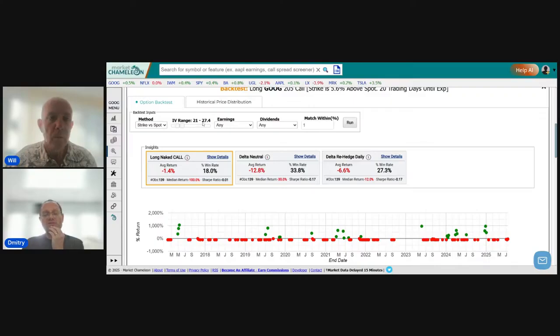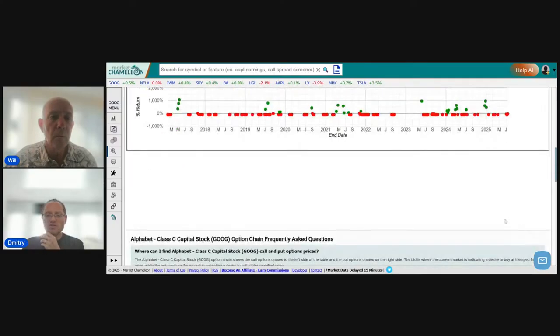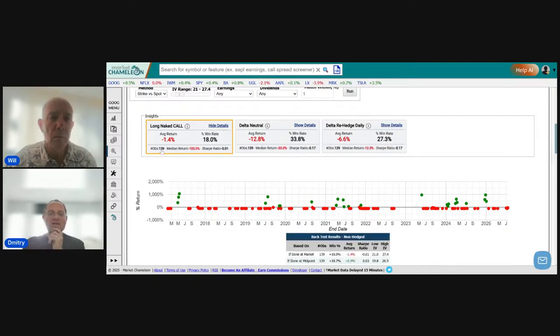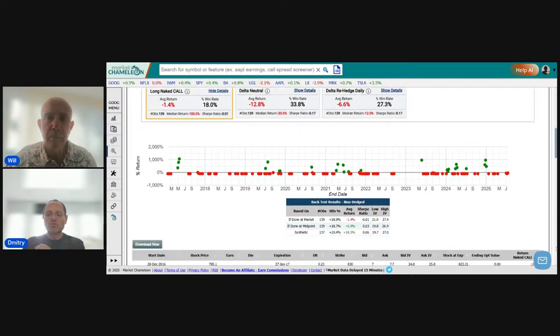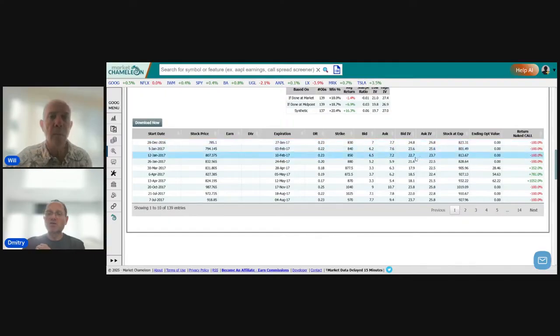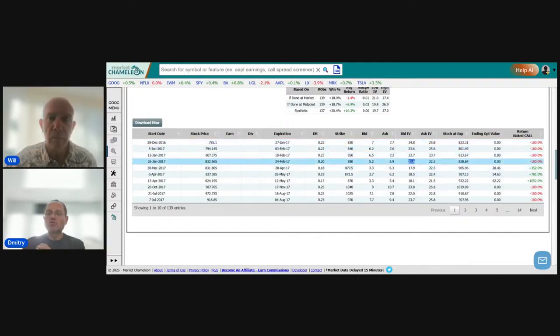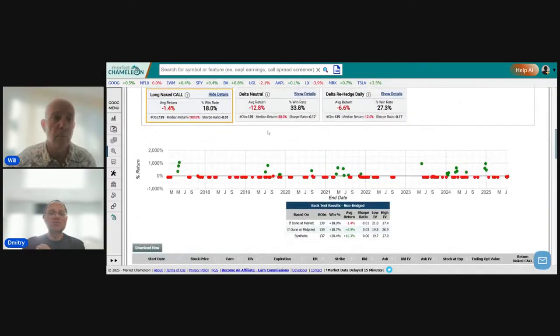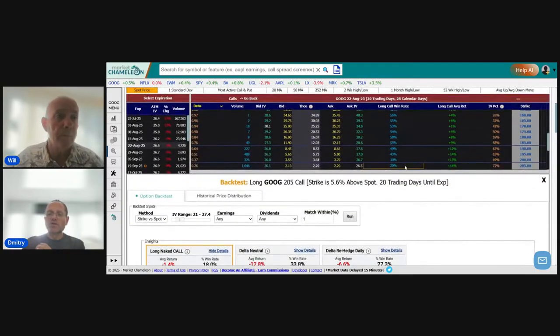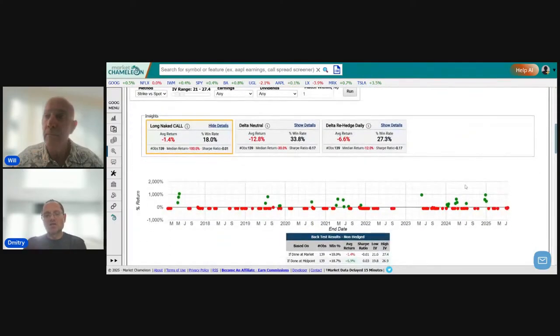to the implied volatility of the option. What this is doing is, you could see now I have only 139 observations instead of 420. And what this did was look at the implied volatility of the option at the time of the observation and only return those options that had an implied volatility between 21 and 27.4, where the implied volatility right now is 26 and a half. And now we have a different scenario.